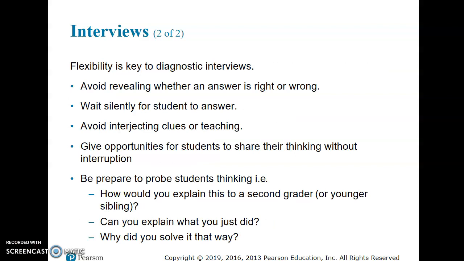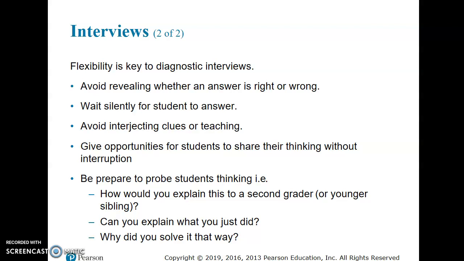Flexibility is key to the diagnostic interview. Avoid revealing whether an answer is right or wrong. Wait silently for students to answer. Avoid interjecting clues or teaching. Give opportunities for students to share their thinking without interrupting. Be prepared to probe students' thinking.